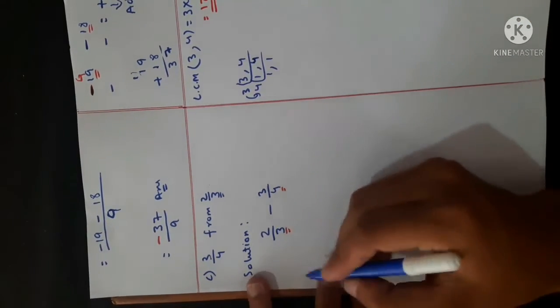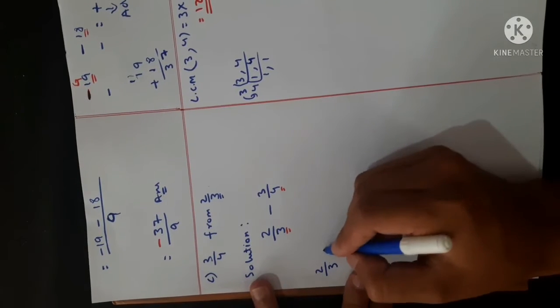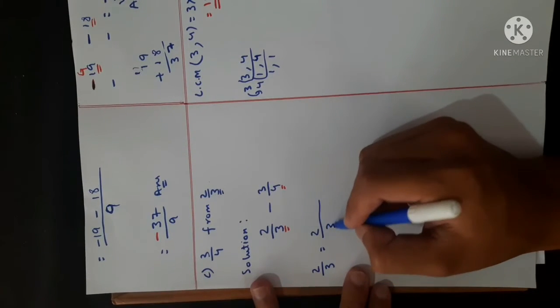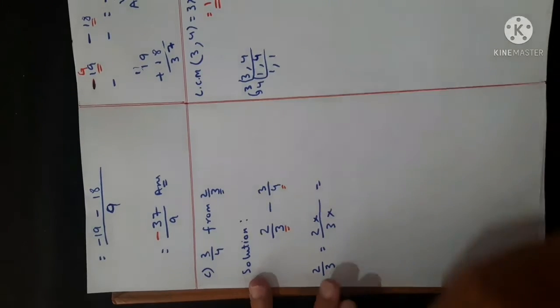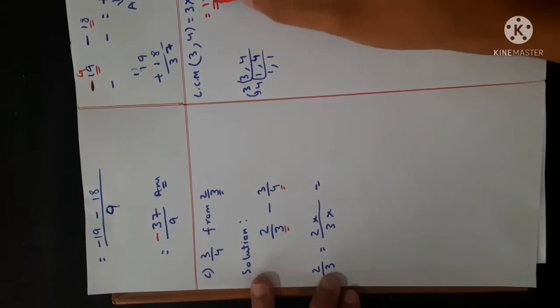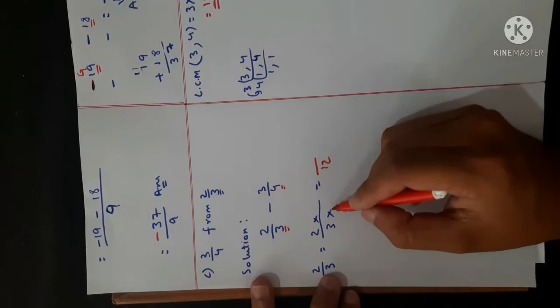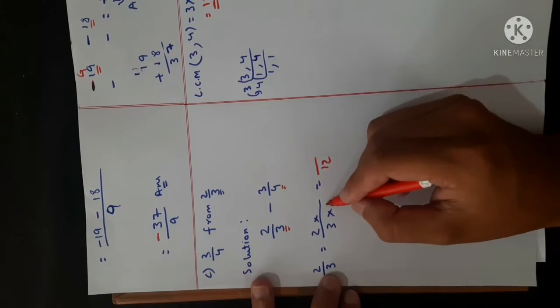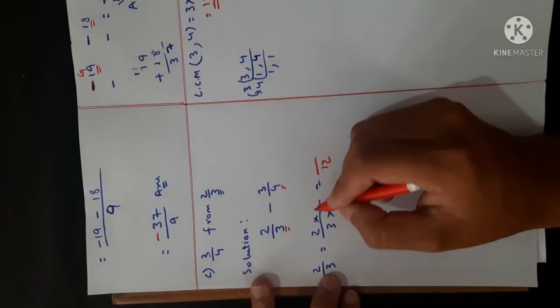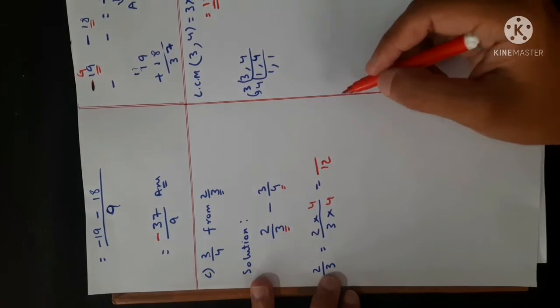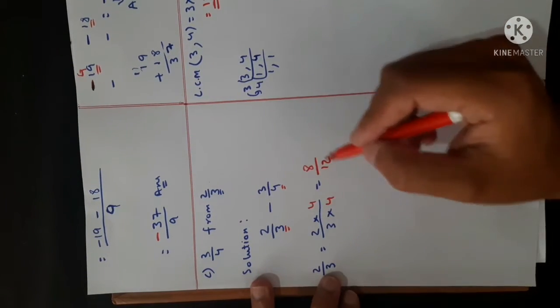So taking the first rational number first, 2 by 3 will be equal to something by 12. We have to get the denominator to be 12. So 3 multiply how much will we get 12? 3 multiply 4. So since we have multiplied by 4 in the denominator, we have to multiply by 4 in the numerator as well. 2 multiply 4 will give 8.